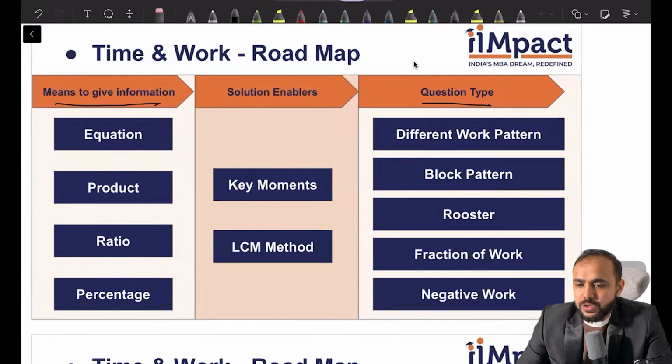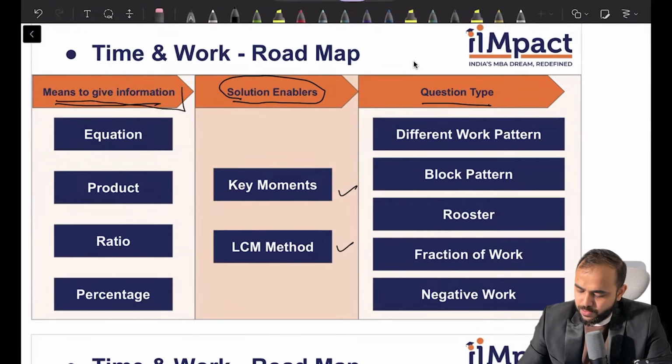Luckily for us, in time and work, the means to give the information and the question type are the only two things that are going to have a lot of subcategories. The solutions for most questions are going to be the same. There are only two methods to solve something, and more often than not, both of these will be applied together. So the three parts that we have broken this topic into is, first of all, the means to give information.